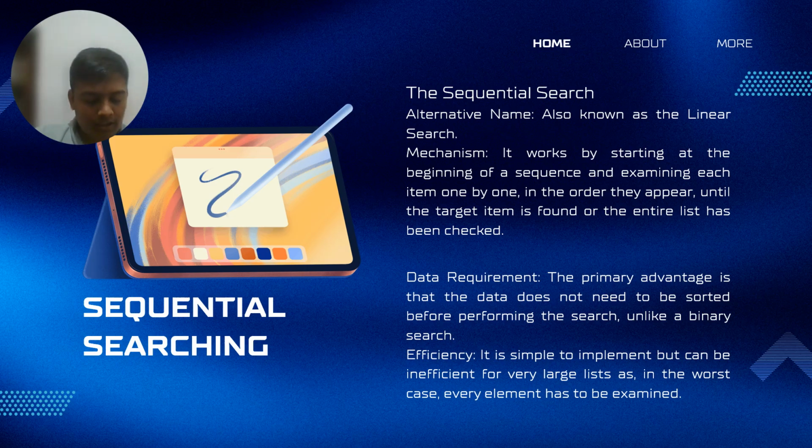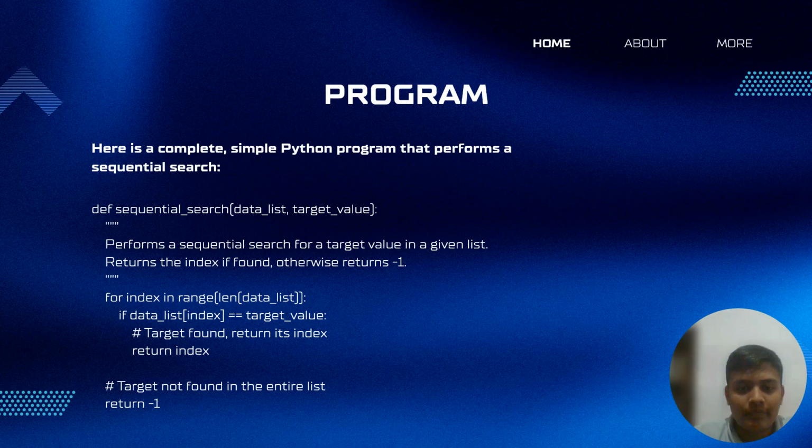Here is a very interesting and key point: it does not need any data requirement. The primary advantage is that the data need not be sorted before performing the search, which is required in binary search. But it is not very efficient for a very large list, because each item is searched one by one and it takes more time.